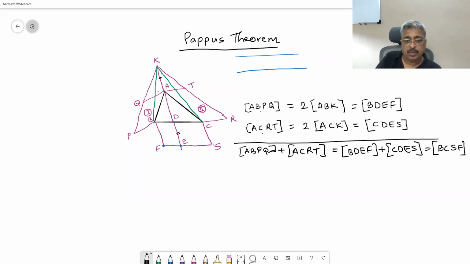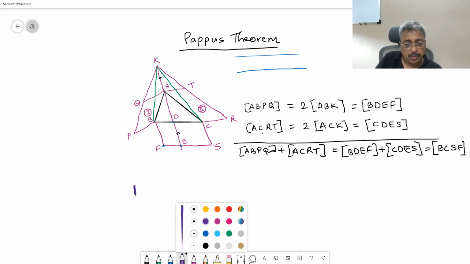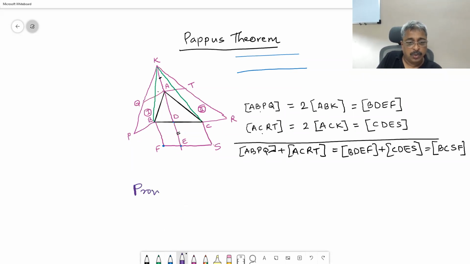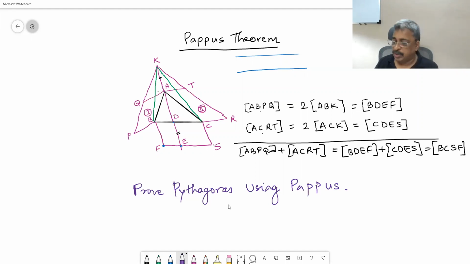Okay. Now, the next challenge for you is to prove Pythagoras using Pappus. Let me change color. Challenge different, then color also must be different. I give you some time because it is similar. So you prove Pythagoras theorem. Of course, Pythagoras theorem is for a right angle triangle, using Pappus theorem.